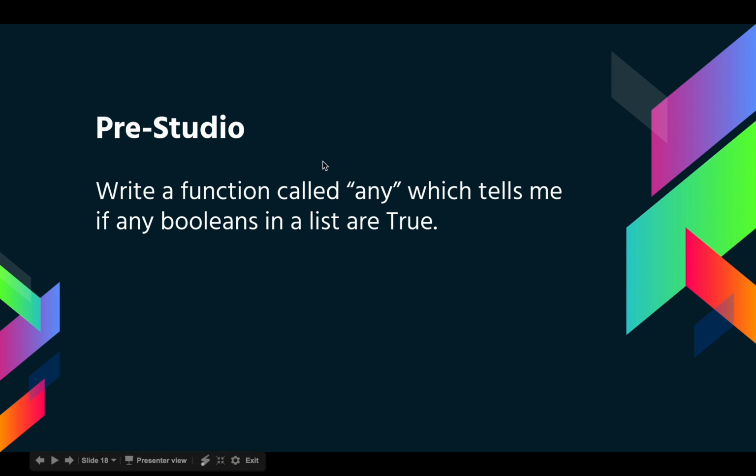Which brings us to our pre-studio. What we're going to go over is how to write a function called any, which tells me if any Booleans in the list are true. Now, this is very important. This is a very important kind of function. You run into this all the time.